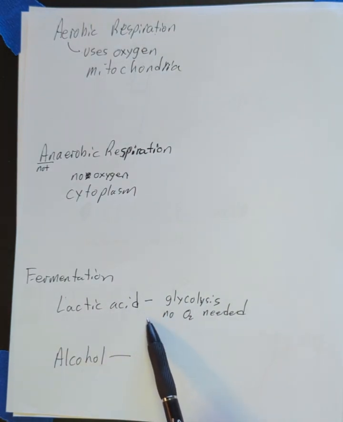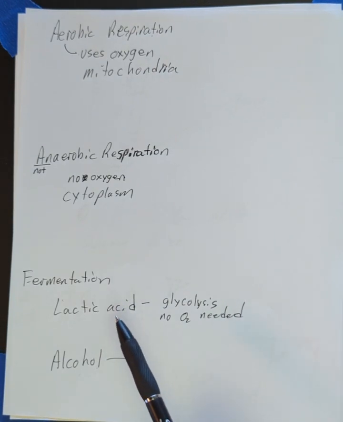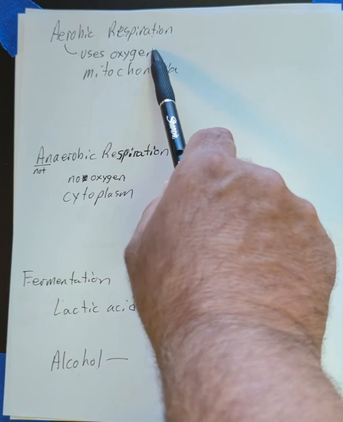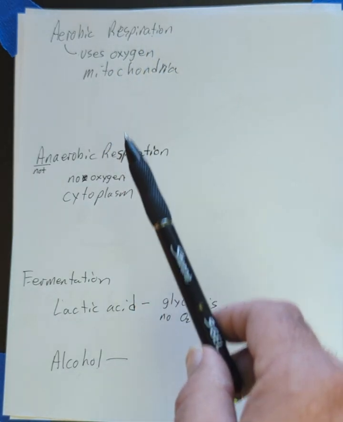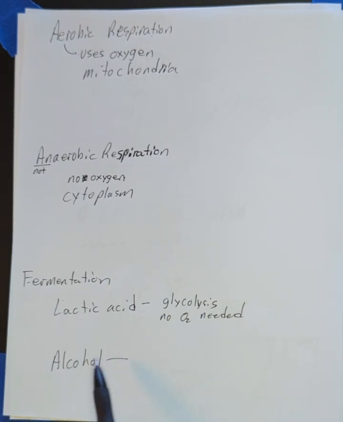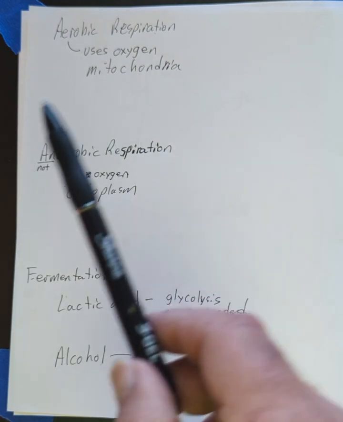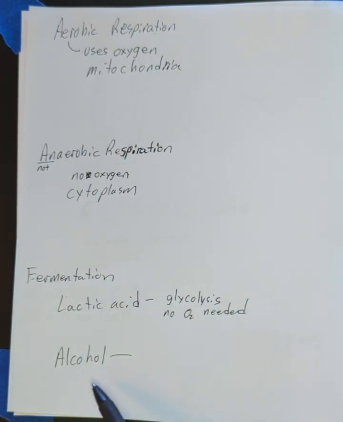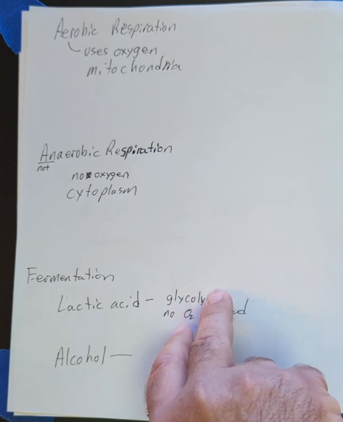Lactic acid fermentation happens in your muscles when they can't get enough oxygen fast enough for the mitochondria to do this. The mitochondria keeps doing this, but it needs more ATP than it's getting, so lactic acid starts happening in the cytoplasm. Alcohol fermentation is what happens when you bake bread or you make beer or wine. The yeast gobble up the sugars, and as part of the process, they produce alcohol as a waste.